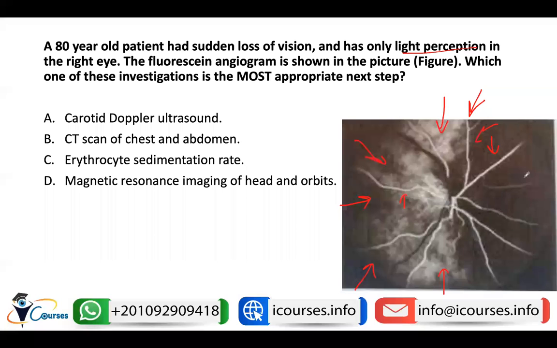So what could it be? And here on the other side, we can see that there is an area of total choroidal non-filling. There is absent choroidal filling. So this will exclude the central retinal artery occlusion, as the central retinal artery will not cause absence of the choroidal filling, as the choroid is supplied from the ciliary circulation, not from the retinal circulation.